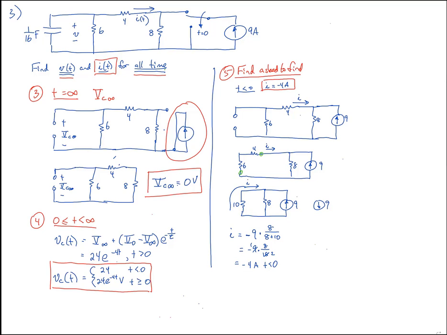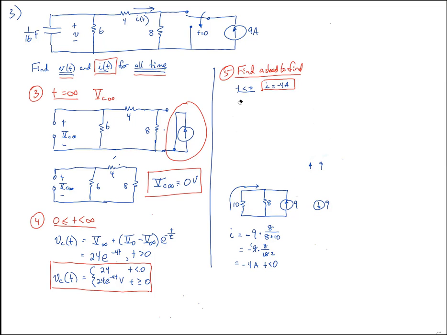Let's now find the second part to our question, which is what's going on for time greater than 0. Now I've made this problem longer than I would ask on a test. I wouldn't ask you to find both the current and the voltage in 2 different regions of time. But this covers all possibilities.